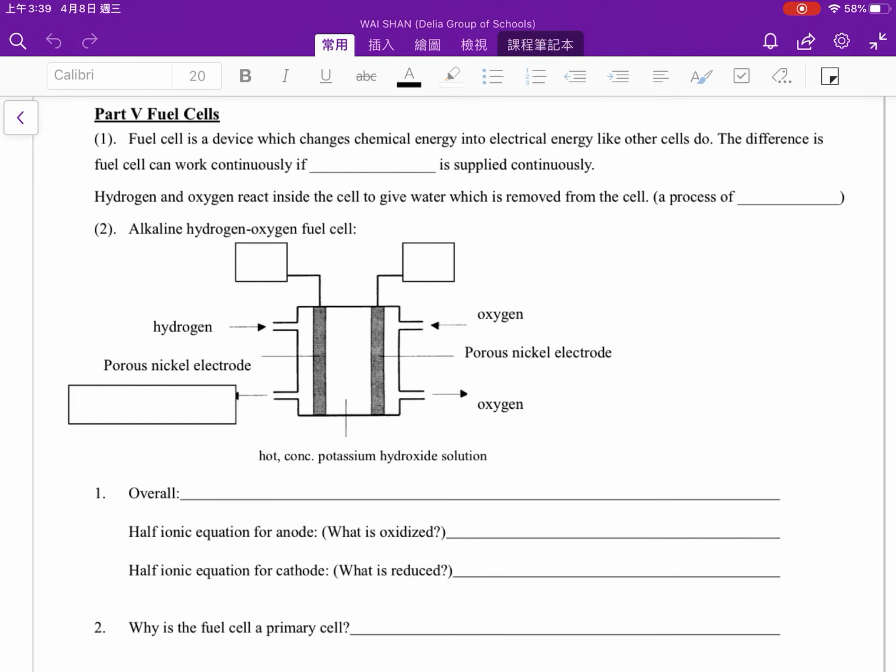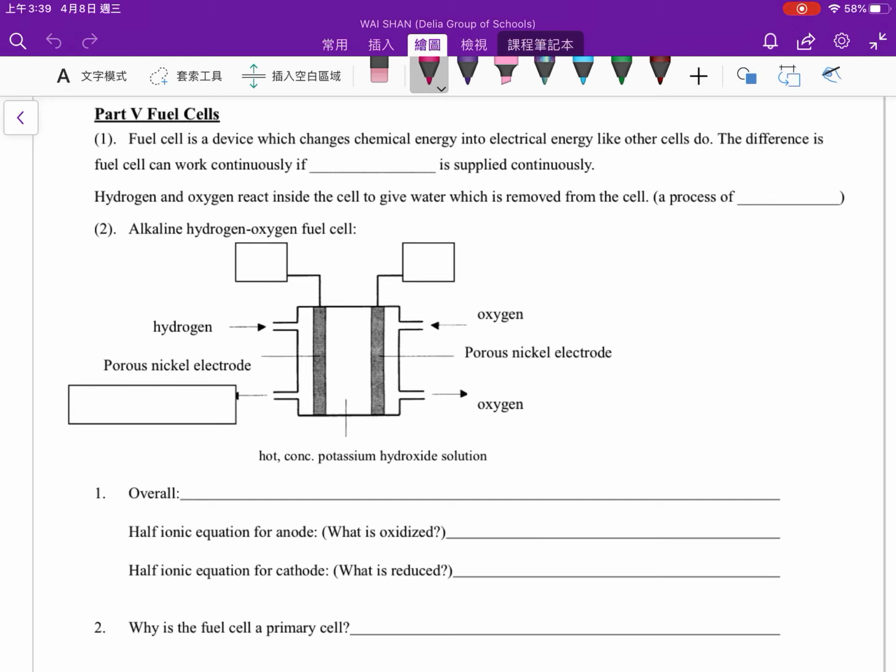Alright, finally we come to the last task before Easter, which is about the fuel cell. You should have watched the other video, which is around 7 minutes, first, then you come to this video. Otherwise, it will be difficult for you to understand what I'm talking about.